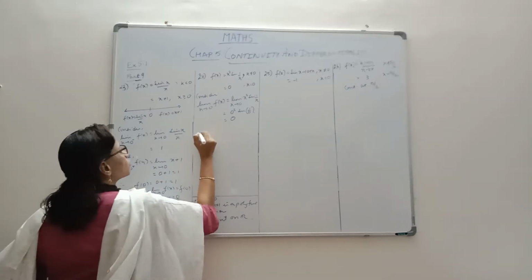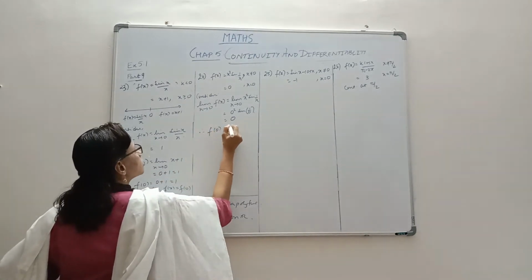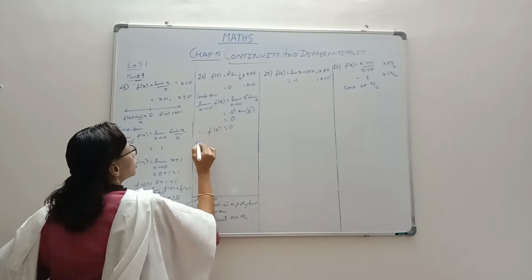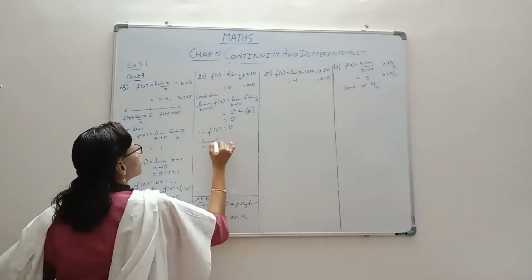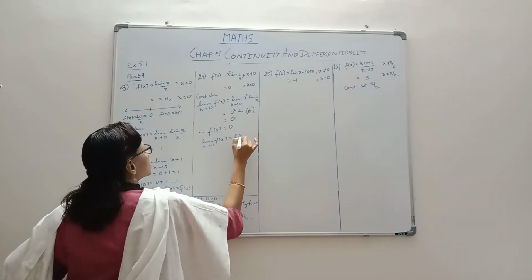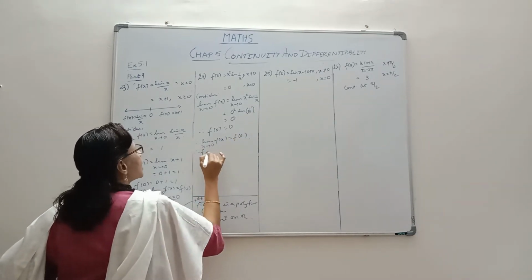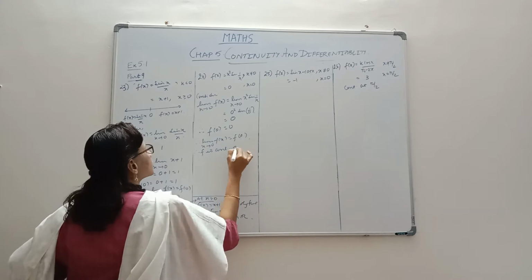We also try to find out what is f of 0. f of 0 is 0. That's directly given in the definition. So what do we conclude? Therefore, limit as x tends to 0 f of x is f of 0. Therefore, f is continuous at x equal to 0.